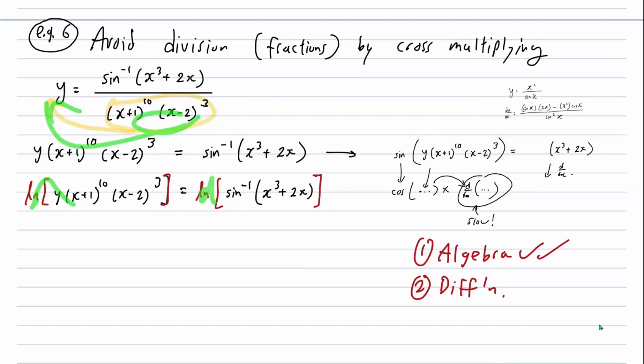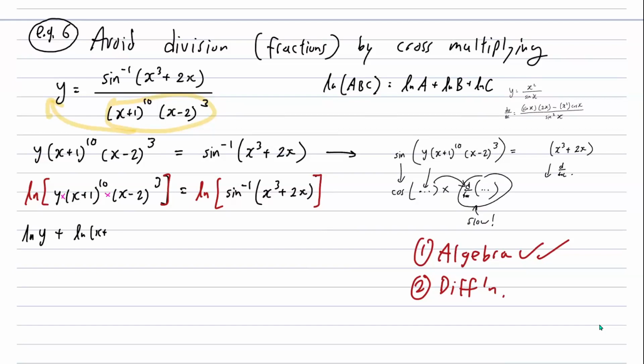Cross multiply. Right? Then over here, when you have a product, what can you do? Product changes into sum. Ln ABC is actually what? Ln A plus ln B plus ln C. Okay? So it becomes ln y plus ln of that fellow in the middle plus, sorry, not times, ln of x minus 2 power 3. This one, no choice. Just copy and paste. Can't simplify ln sine inverse, not that I know of. Is there an identity? I'm not sure.